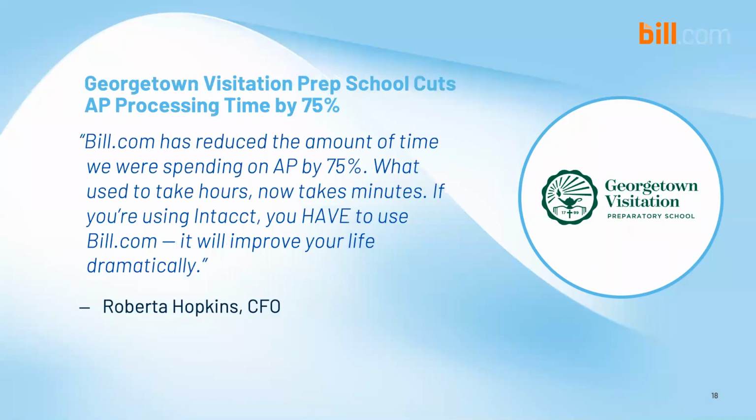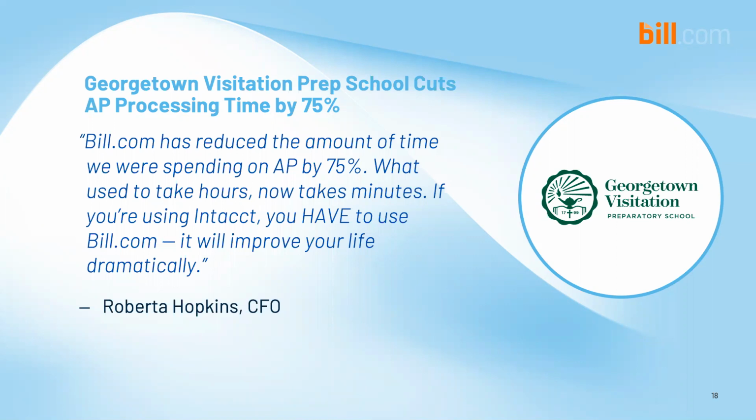Georgetown Visitation Preparatory is a college preparatory high school for girls. Roberta says we had fairly typical AP issues with a lot of manual and inefficient process. They pay about 250 bills a month on average. Whenever anyone had a question about a bill, they'd call their AP person and she'd have to sift through stacks of folders to find out what they needed. It was just torturous. Now, if anyone has a question, I can just go right into bill.com, look it up for myself. So it's easy that I don't have to get anybody else involved with inquiries anymore.